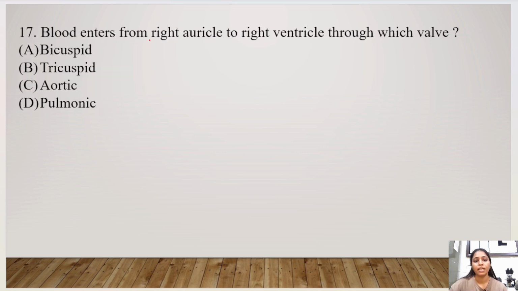Next question, the blood enters from right auricle to right ventricle through which valve? So we all know that this is the structure of the heart. This is the rough structure of the heart. These are the Purkinje fibers. And here there is a valve present, which is the tricuspid valve, and here there is the bicuspid valve.